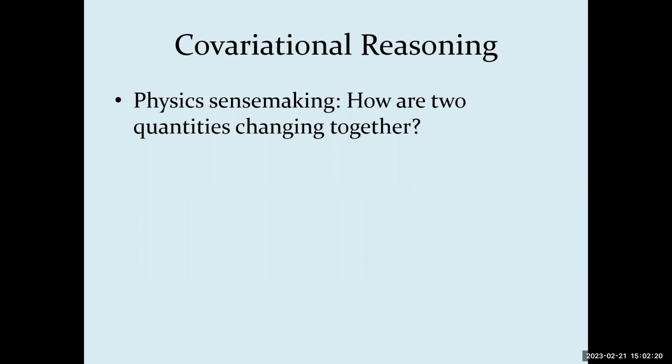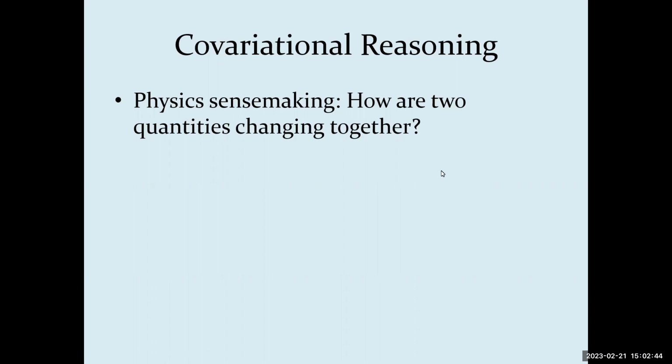Welcome, everyone. Today we are going to talk about covariational reasoning, which is a physics sense-making strategy that is most concerned with thinking about how two different quantities are changing together, which is why we call it covariation, because we're thinking about how things are co-varying, changing together.